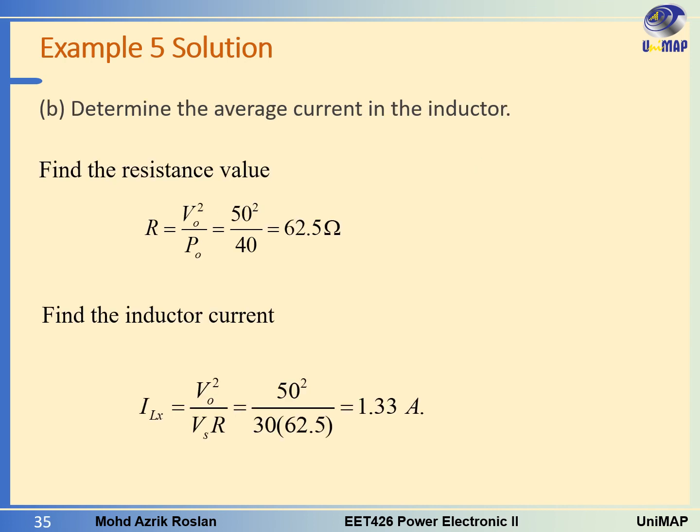For part B, determine the average current in the inductor. First we have to find the resistance value, because the one given to us is the output power. The output power is 40 and the output voltage is 50, so 50 squared divided by 40 gives 62.5. This is the value of the output resistance, and based on that we can find the inductor current or the input current. It is the same. Using this equation you can find the input current or ILX equals 1.33 ampere.